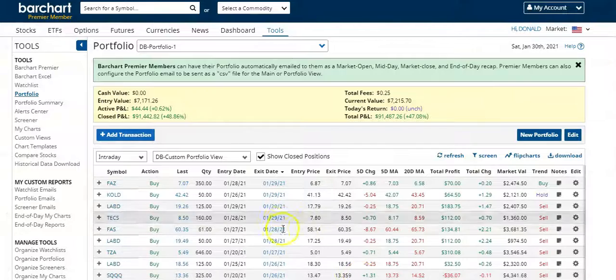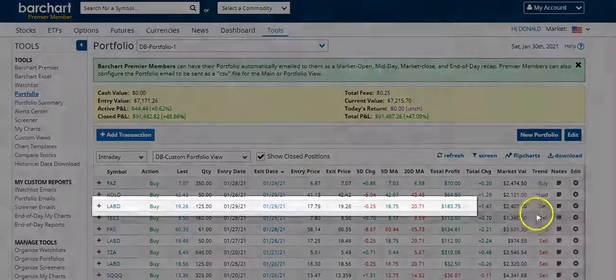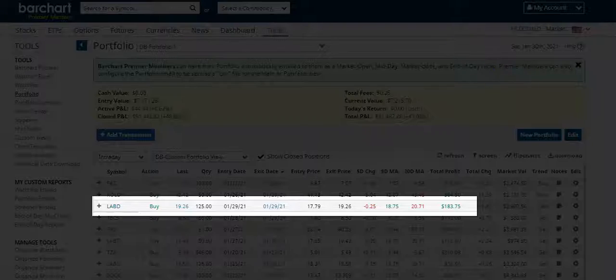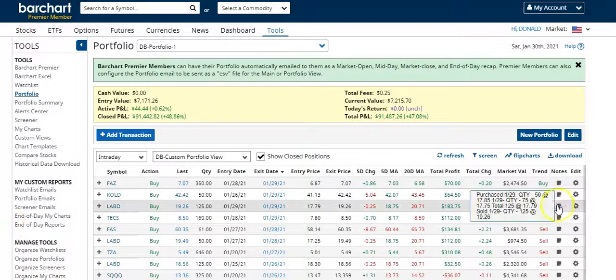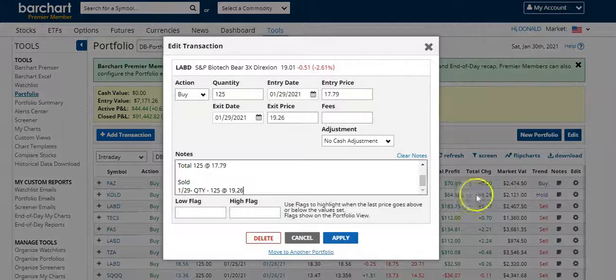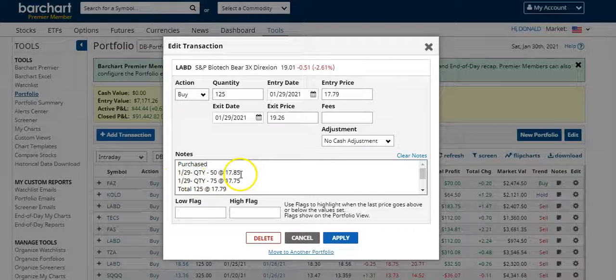All right, and here's a quick view of the portfolio of some trades that we had this week. Okay, as you can see, I put my little notations in here. I purchased the first batch of 50 at 17.85 average. Second batch, 75 shares at 17.75. That gave me a total of 125 at an average of 17.79.